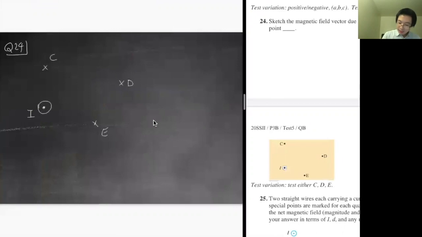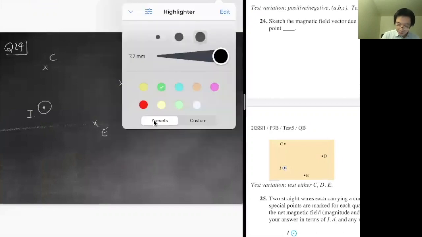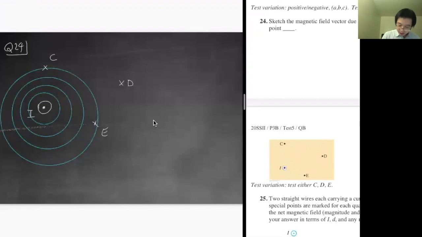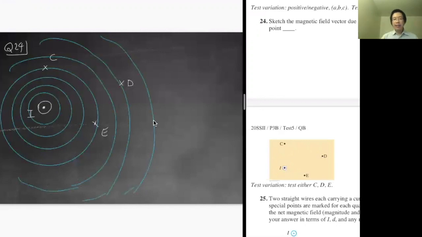So again, draw your magnetic field lines around this. You know that they are concentric circles around it, like this. It gets weaker and weaker the further you go away. Now what's just left is the direction. This guy's going out of the page, yes. So with your right hand, you can tell that these magnetic field lines are going this way.